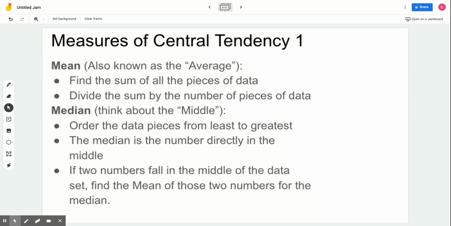The next one is the median. So the median is talking about the middle. So in order to find the median, we order the data pieces from least to greatest. The median is the number directly in the middle of the data set. If two numbers fall in the middle of the data set, find the mean or the average of those two numbers and use that for the median. So least to greatest, the number in the middle will be the median.